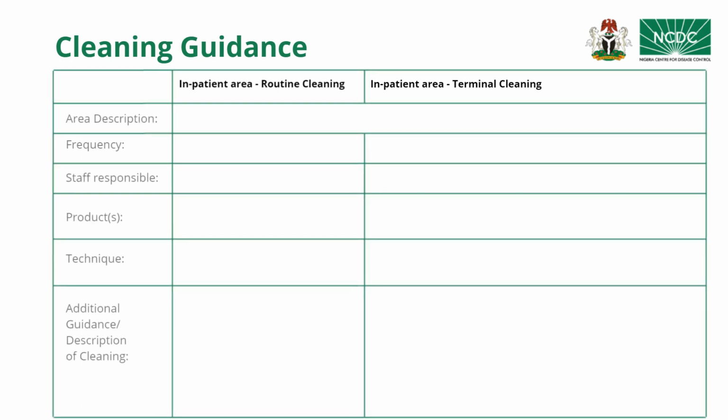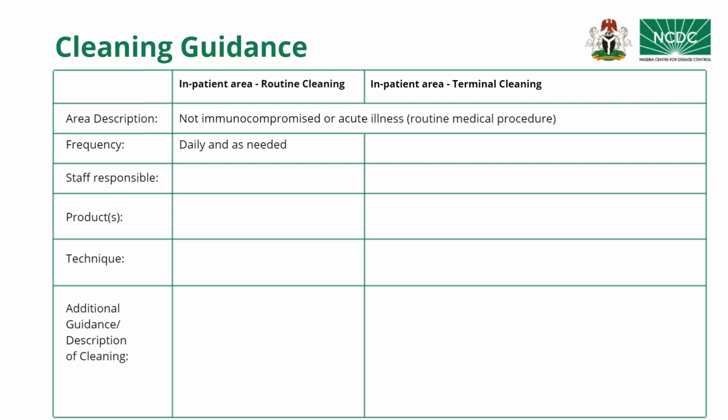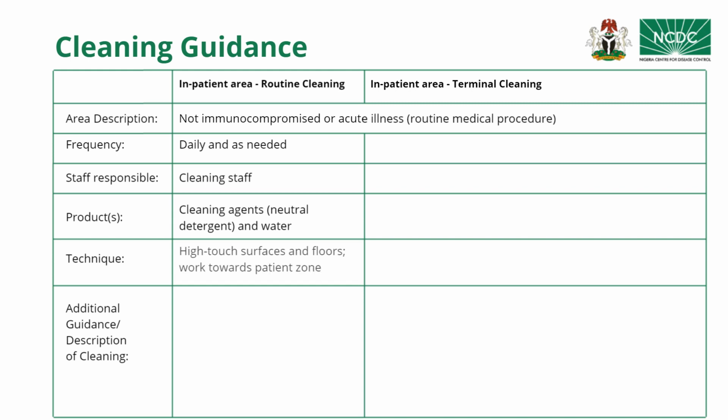Let's look at the cleaning guidance for routine cleaning and terminal cleaning of the inpatient area for patients with acute illness where routine medical procedures are carried out. Routine cleaning should be carried out daily and as needed by the responsible cleaning staff. Cleaning agents such as neutral detergents and water should be used to clean high-touch surfaces and floors working towards the patient zone. Low-touch surfaces should also be cleaned on a scheduled basis, for example, on a weekly basis.